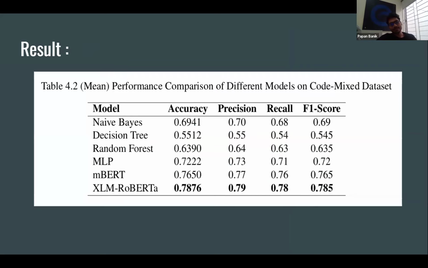Like Naive Bayes, I get 69%. It's very low, and precision is very low as well. I applied decision tree, random forest, MLP, and embedded models. Finally, the highest accuracy comes from RoBERTa, XLM-RoBERTa. This is 78.76%, which is comparatively higher than the other models. And precision, recall, and F1 score are both higher in this case.